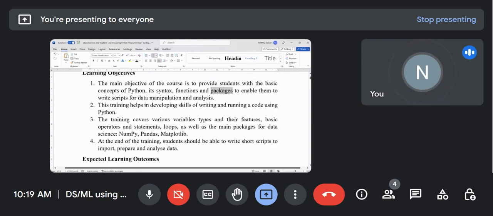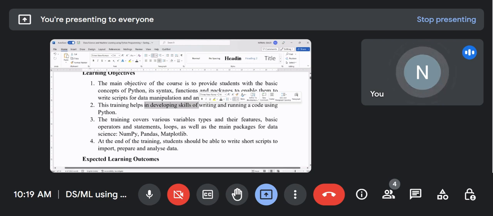Then, the next objective is to develop the skills of writing and running Python code. Okay, and for that I have already told that I'm going to work upon the Jupyter Notebook. If you are comfortable with this platform, you can also write code on Jupyter Notebook, and there are various other platforms also available to perform the coding as per your comfort. You can select any of the platforms.